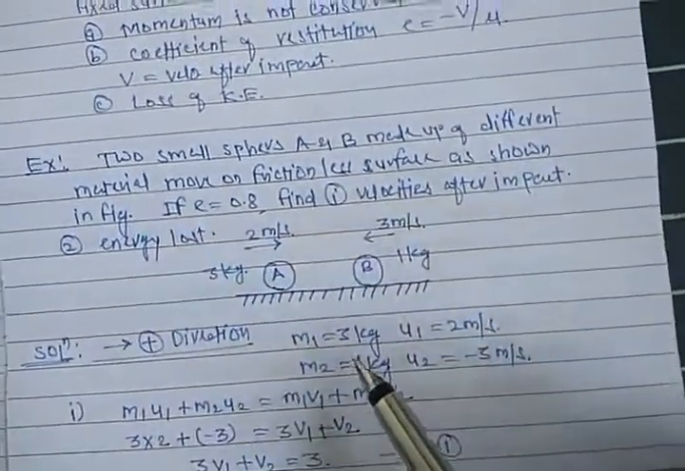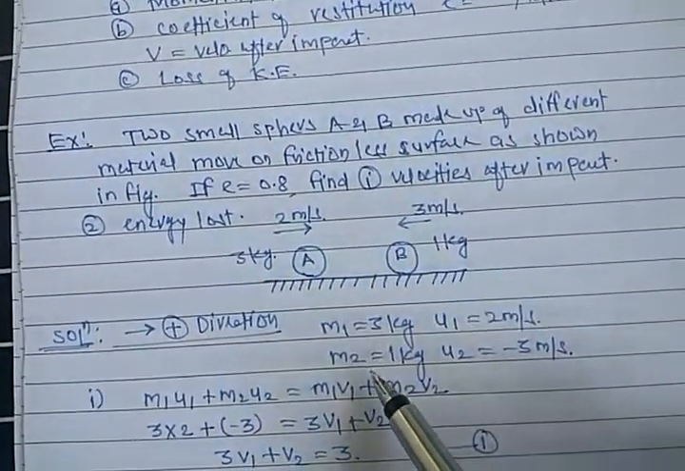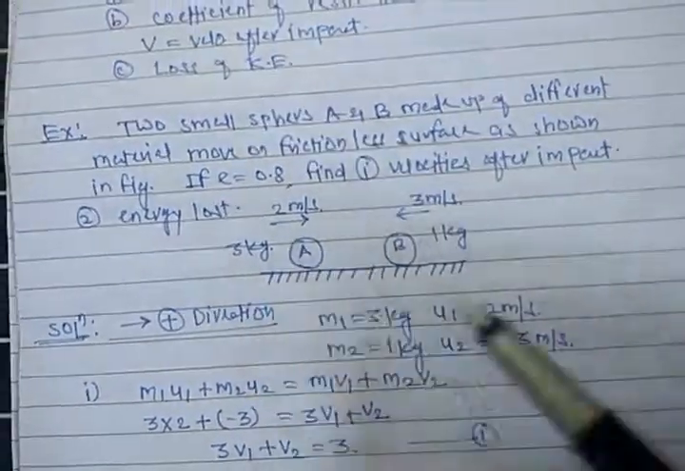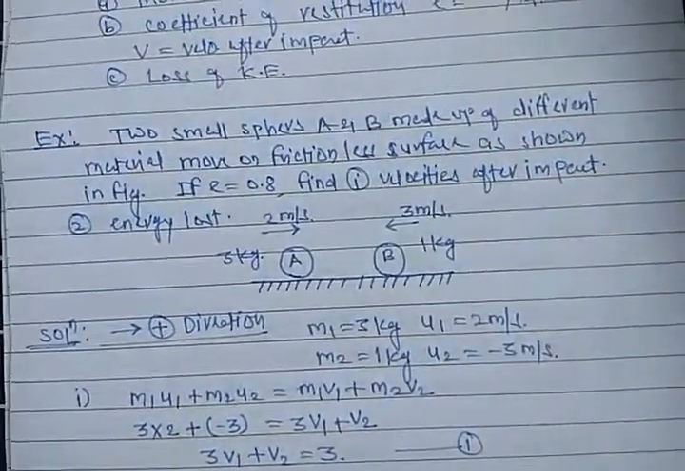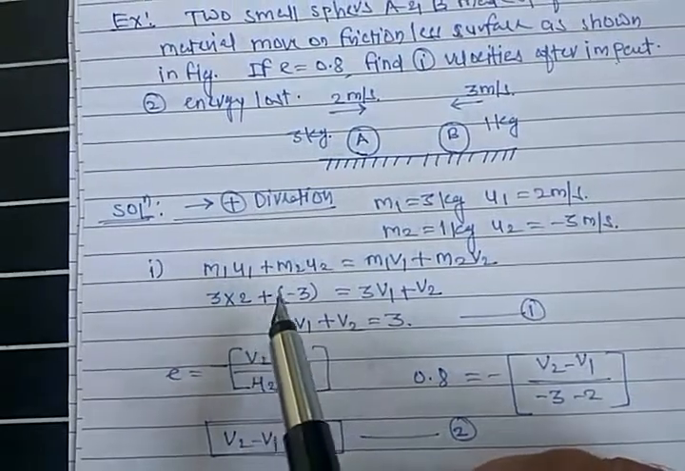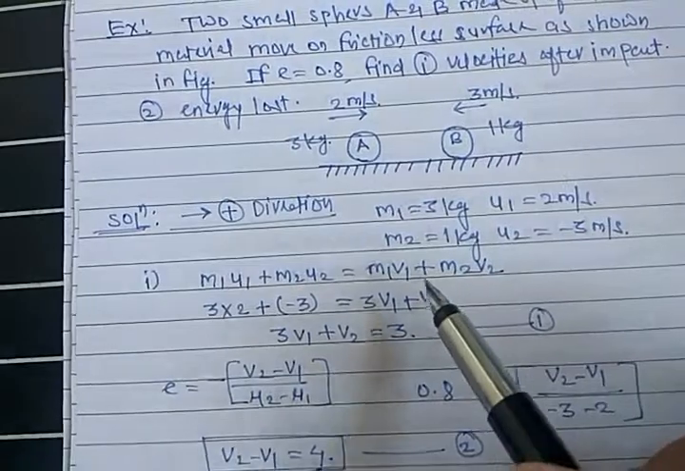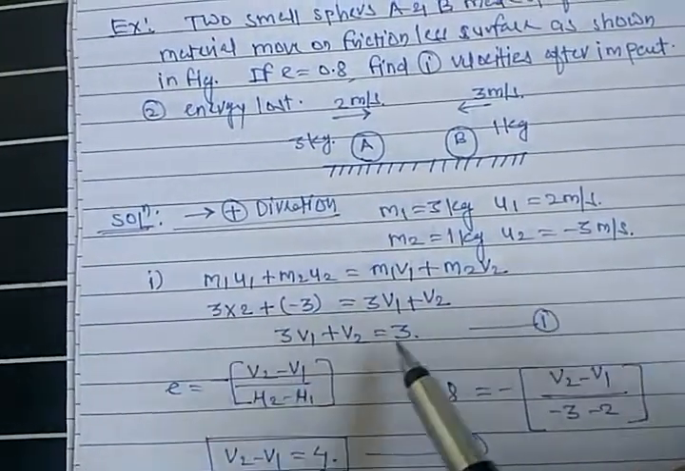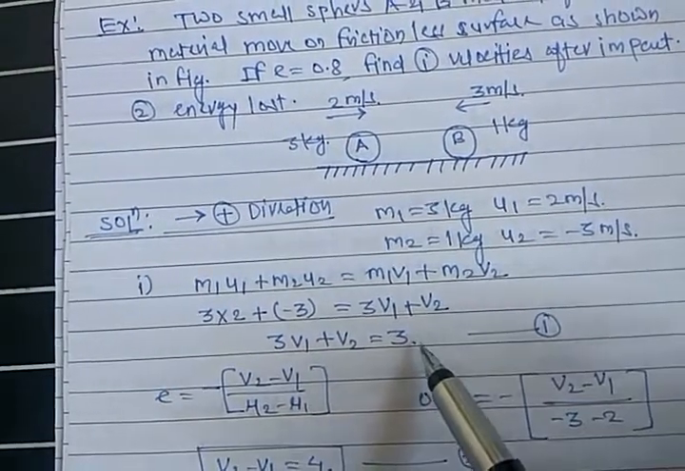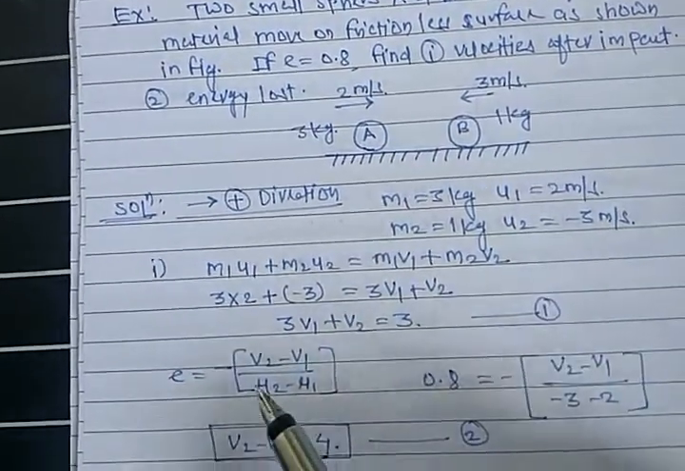Now m1 is 3 kilogram, u1 is 2 meter per second, m2 is 1 kilogram, u2 is minus 3. This is acting towards the left, so I have taken it as minus. Next, first conservation of momentum: m1 u1 plus m2 u2 is equal to m1 v1 plus m2 v2. Applying this, we get 3v1 plus v2 is equal to 3, the first equation. Now keep it as it is, and go for the second.